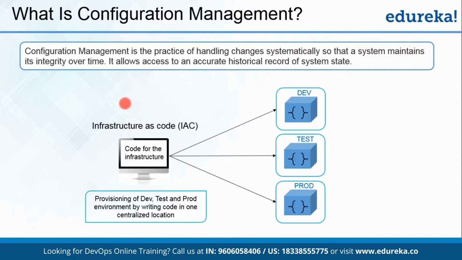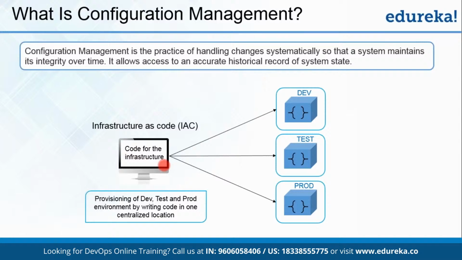And how you achieve configuration management, you achieve that with the help of a very important concept called infrastructure as code. Now what is infrastructure as code? Infrastructure as code simply means that you're writing code for your infrastructure. Let us refer to the diagram that is present in front of your screen. In infrastructure as code, you write the code for your infrastructure in one central location. You can call it a server, you can call it a master or whatever you want to call it, all right? Now that code is deployed onto the dev environment, test environment and the production environment.